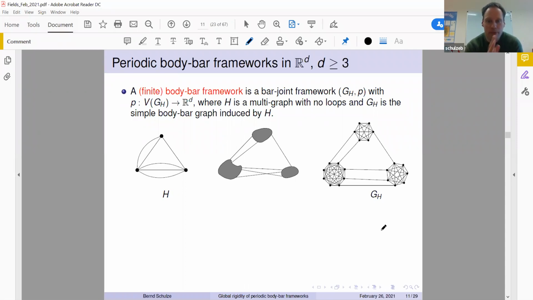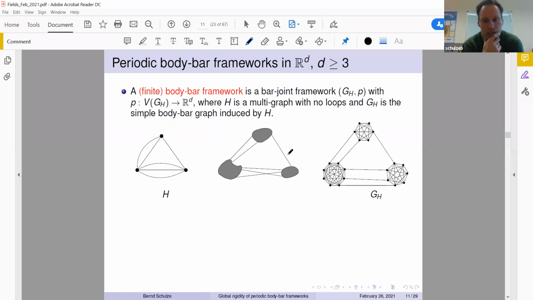Now, in the periodic case, the situation is not quite so nice, but we do have a complete combinatorial characterization for rigidity of periodic body bar frameworks. We don't know if this extends to body hinge and molecular and so on, but we do have a nice characterization for body bar. This is a result of Kaszanitzy, I would like to mention, because later we will talk about global rigidity of body bar frameworks. So what is a body bar framework? Most of you probably know this. It's just a collection of rigid bodies, and they are connected by bars pairwise.